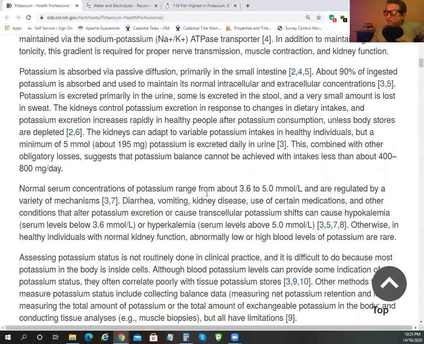Normal serum concentrations of potassium range from 3.6 to 5.0 millimoles and are regulated by a variety of mechanisms. Diarrhea, vomiting, kidney disease, use of certain medication, and other conditions that alter potassium excretion or cause transcellular potassium shifts can cause hypokalemia, that means too low, and hyperkalemia, that means higher. Otherwise, in healthy individuals with normal kidney function, abnormally low or high blood levels of potassium are rare. And that is definitely the case. They are bloody rare. Okay?